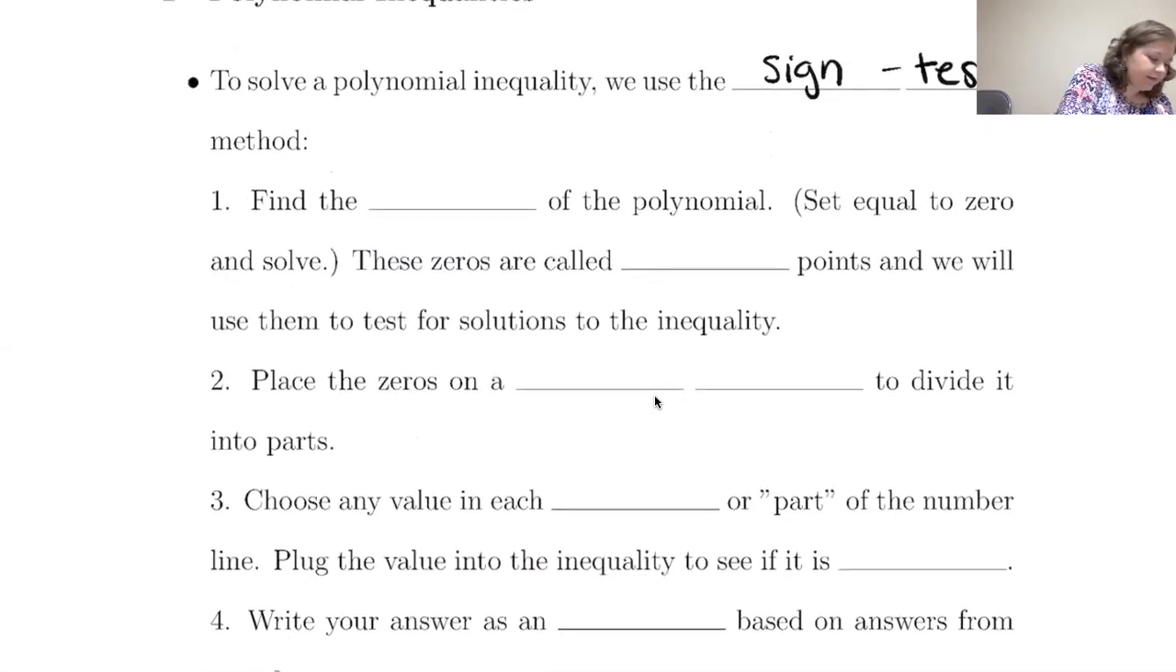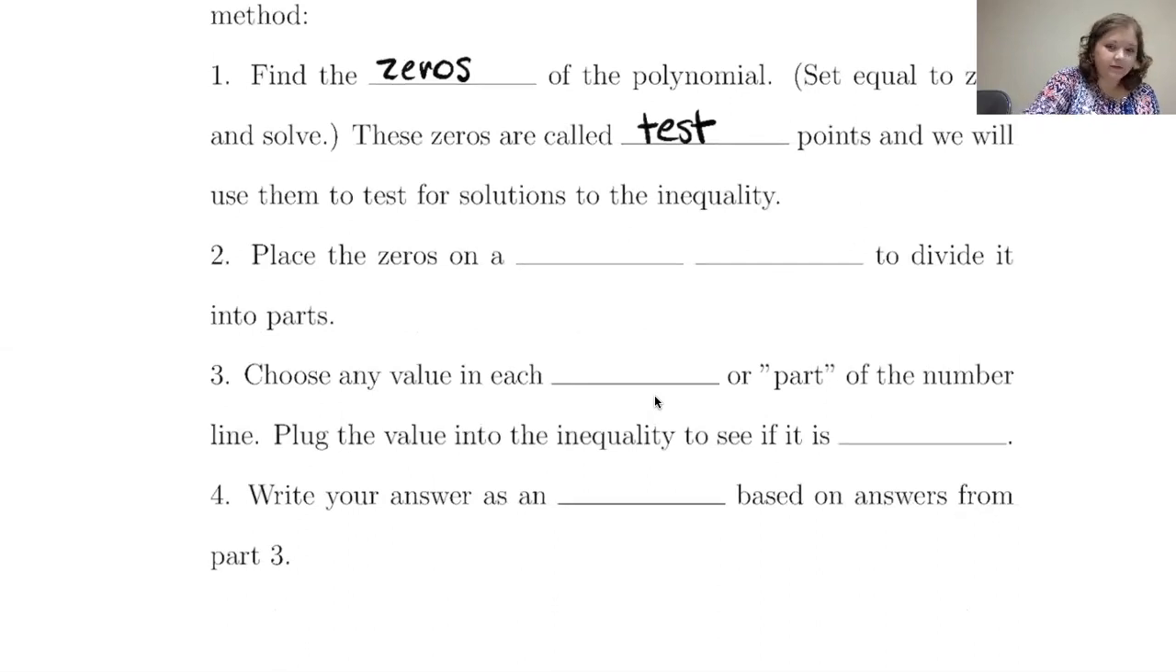So the first step is to find the zeros of the polynomial. What we do there is set it equal to 0 and solve it, and you're going to get some answers there. The answers are called test points. So these will not be your final answers. If you do step 1 and write in the answers, then that is not going to be the correct answer and you will get it wrong. You've only done 1/4 of what you have to do for the problem.